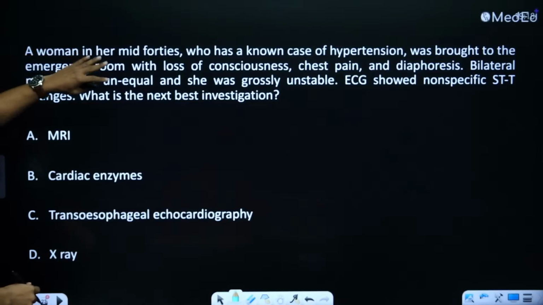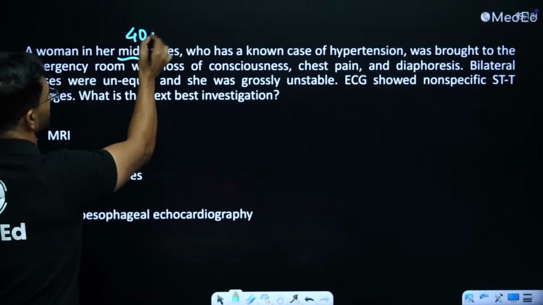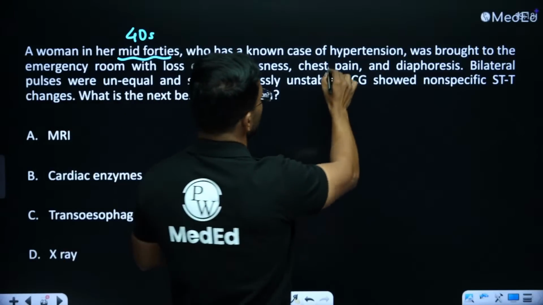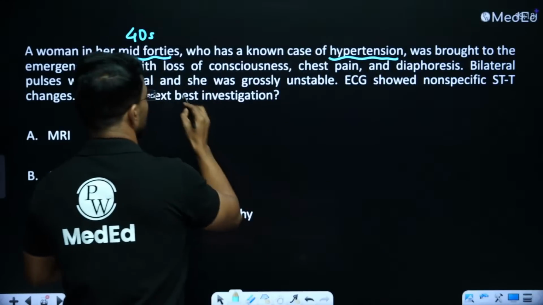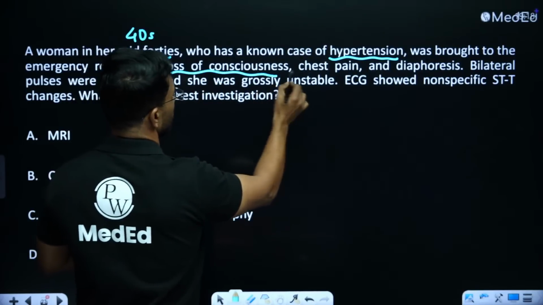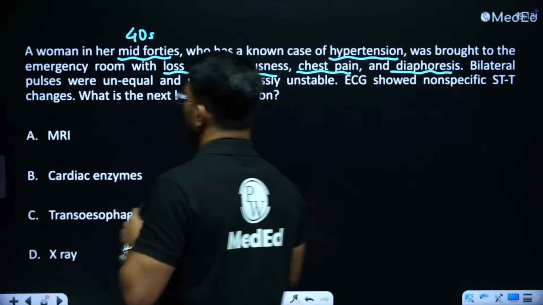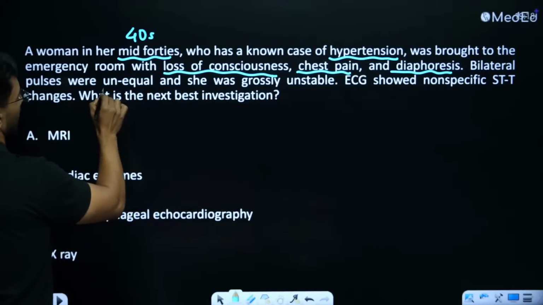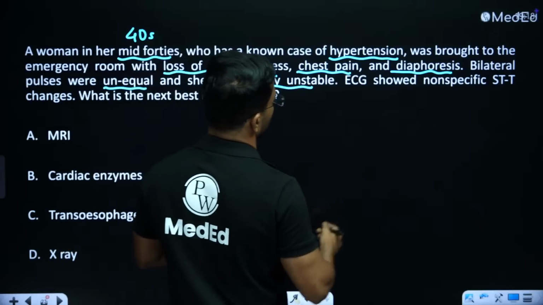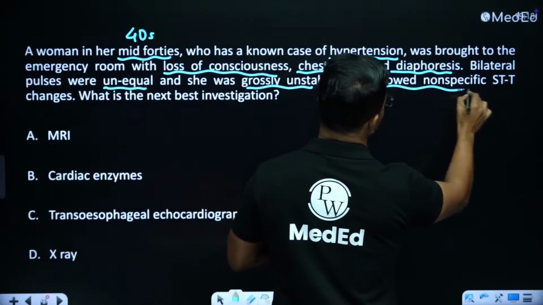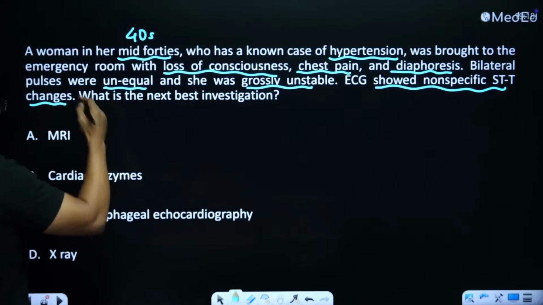A woman in her mid-40s. So they are telling the age is in her 40s. It's a known case of hypertension. Was brought to the emergency room with loss of consciousness, chest pain and diaphoresis, sweating. Bilateral pulses were unequal and she was grossly unstable. ECG showed non-specific ST-T changes. What is the next best investigation?